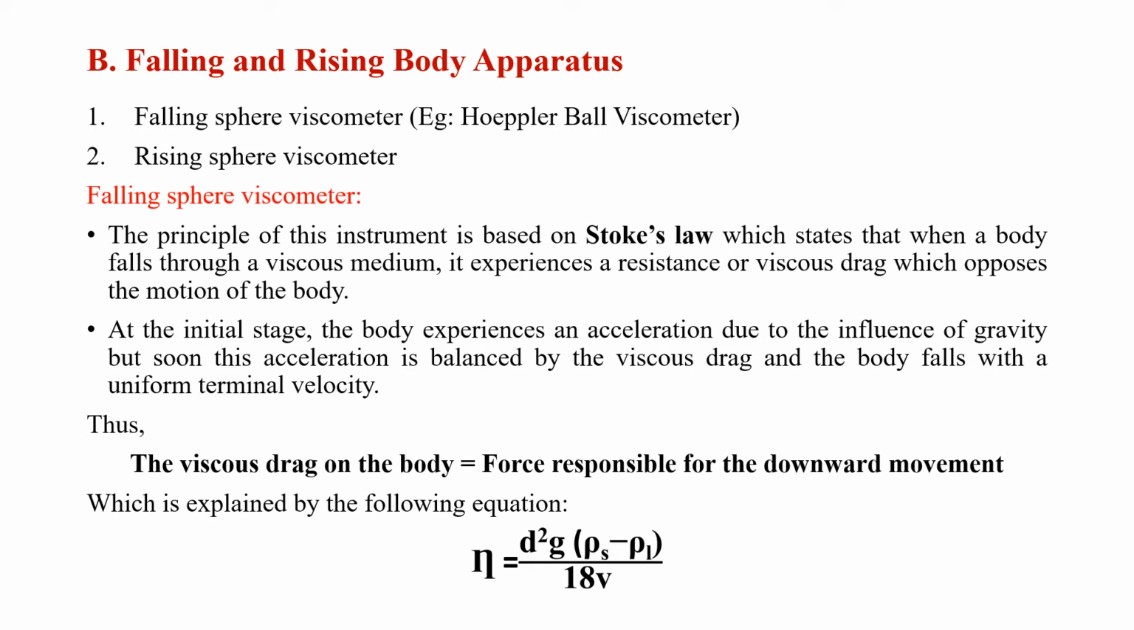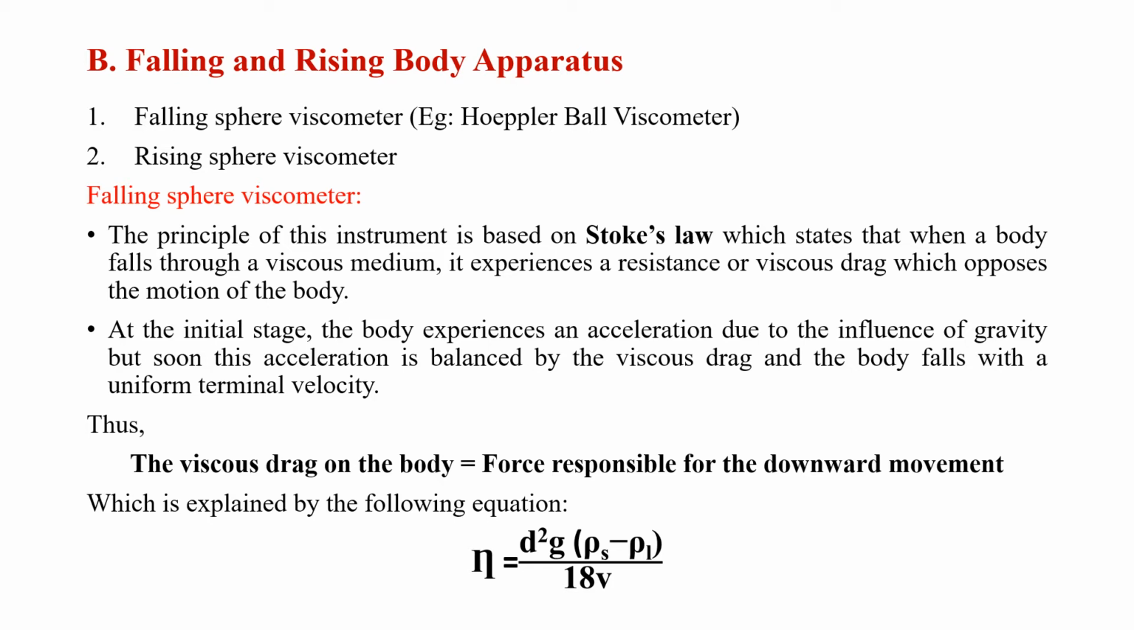According to this law, a falling body should experience some resistance or viscous drag based on the type of solvent. If the solvent or the medium is too viscous, then the resistance will be even more, the viscous drag will be more. In short, the body or the metal ball will experience more resistance to fall down.